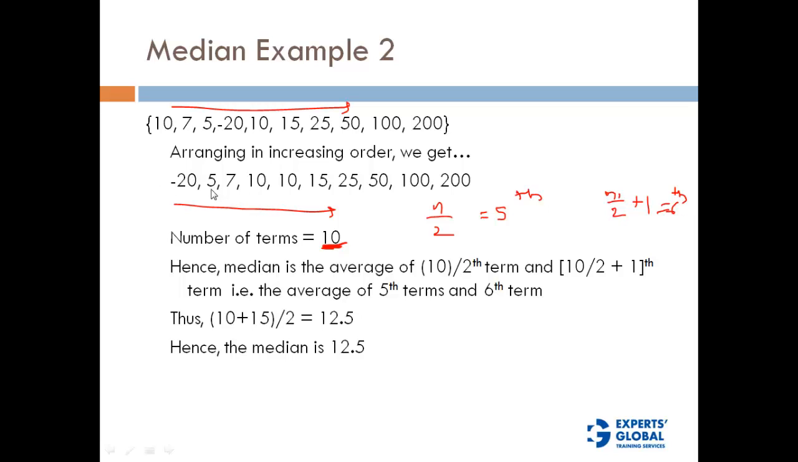So what is the 5th term? 1, 2, 3, 4, 5. The 6th term is this. So what is the mean of this? 10 plus 15, that is 25, by 2, 25 by 2 is 12.5. So the median is 12.5.